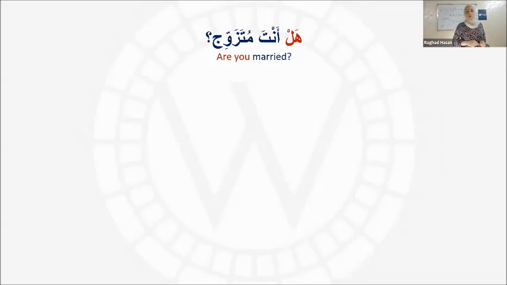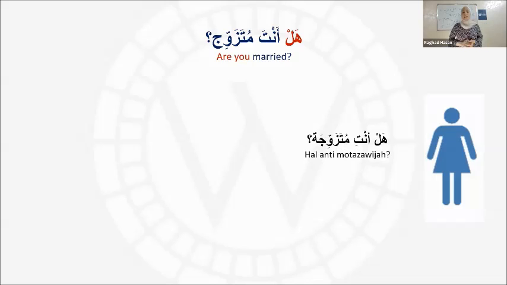هل أنت متزوج؟ Are you married? هل أنت متزوجة؟ So for feminine you should add the letter تاء to متزوج. So متزوج or متزوجة for a feminine. And here, as you see, in this question, هل is followed with the pronoun أنت, you. So the answer could be نعم أنا متزوجة. Yes, نعم أنا متزوجة. Or could be لا.